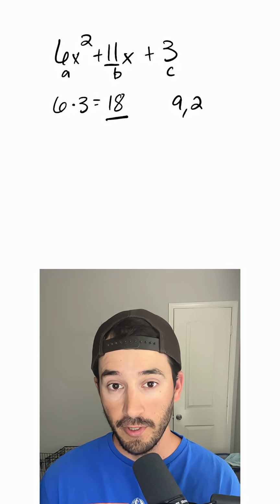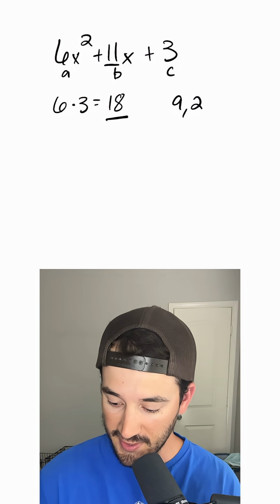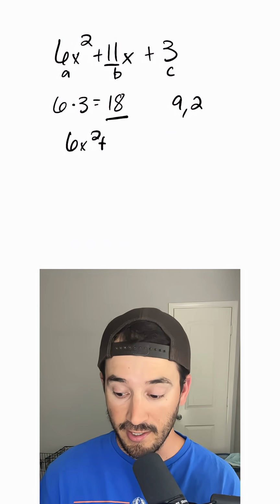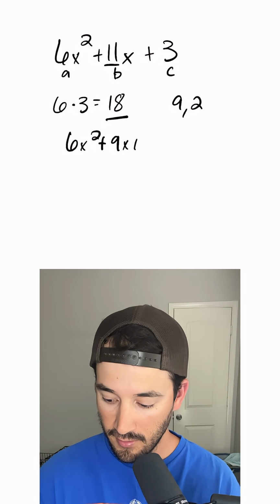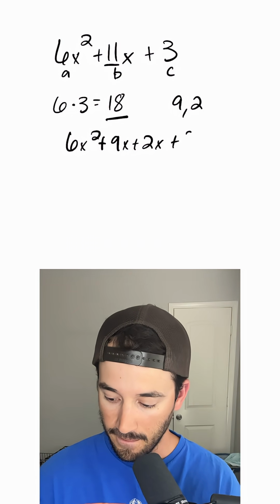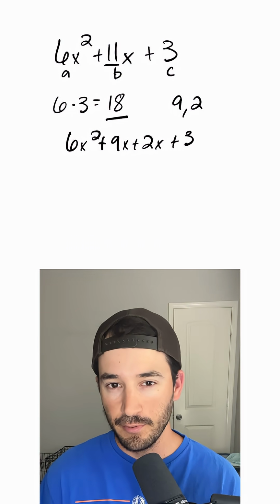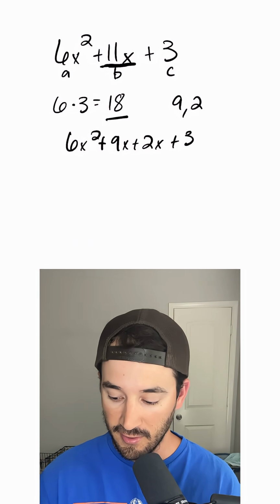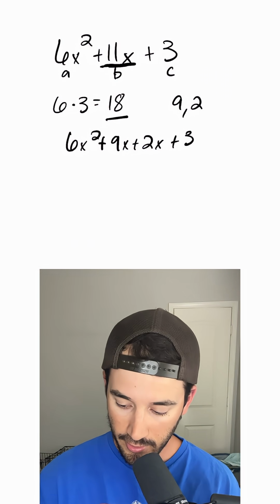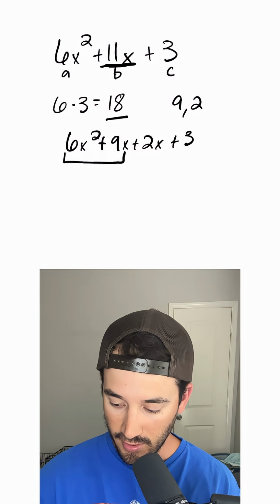So now we're going to rewrite our trinomial. So 6x squared plus, instead of 11x, we're now going to expand that out into our 9x and our 2x, and then plus 3 at the end. So this expression is still equal, but we just expanded our 11x out into 9x and 2x. So now we're going to see what we can factor out of each group.